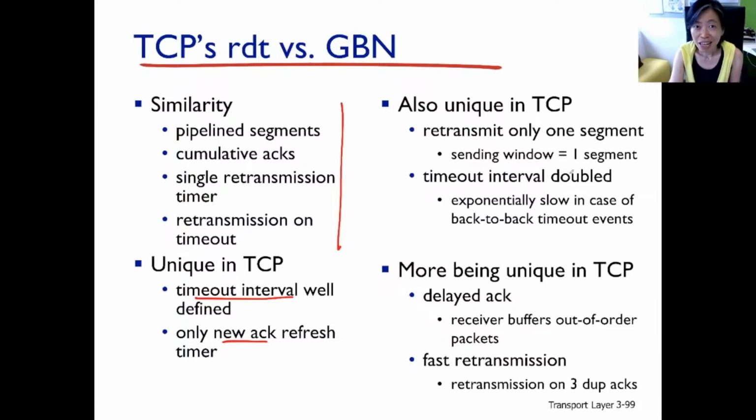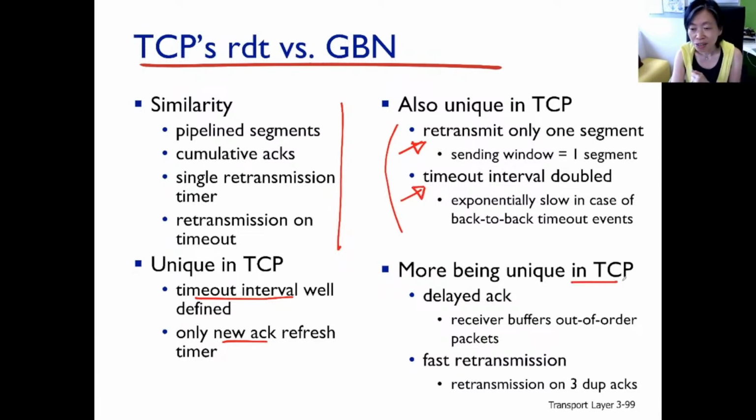TCP is also not only doing reliable data transfer, it also does congestion control, flow control, and everything else. Therefore, we see when there's a timeout, the retransmission window is only dropped to 1, and the timeout interval could be doubled.